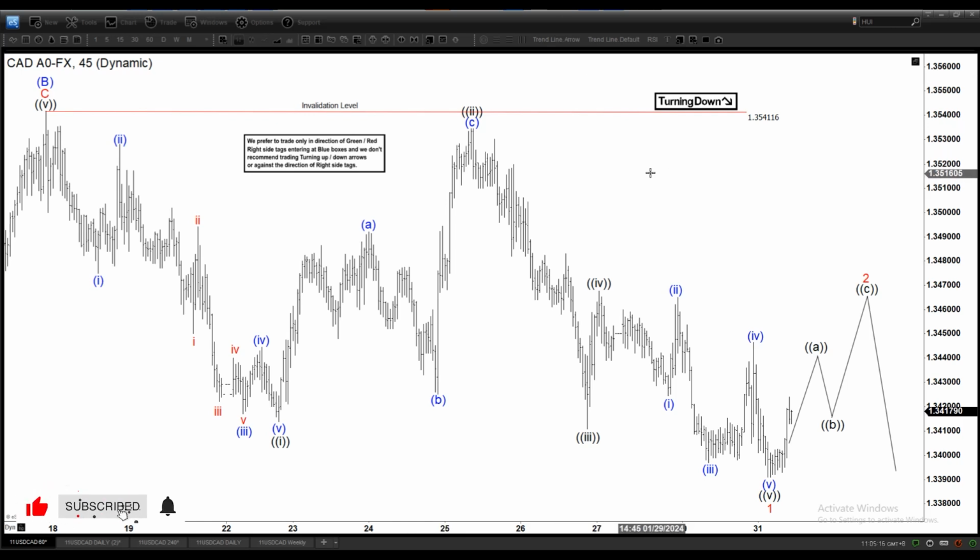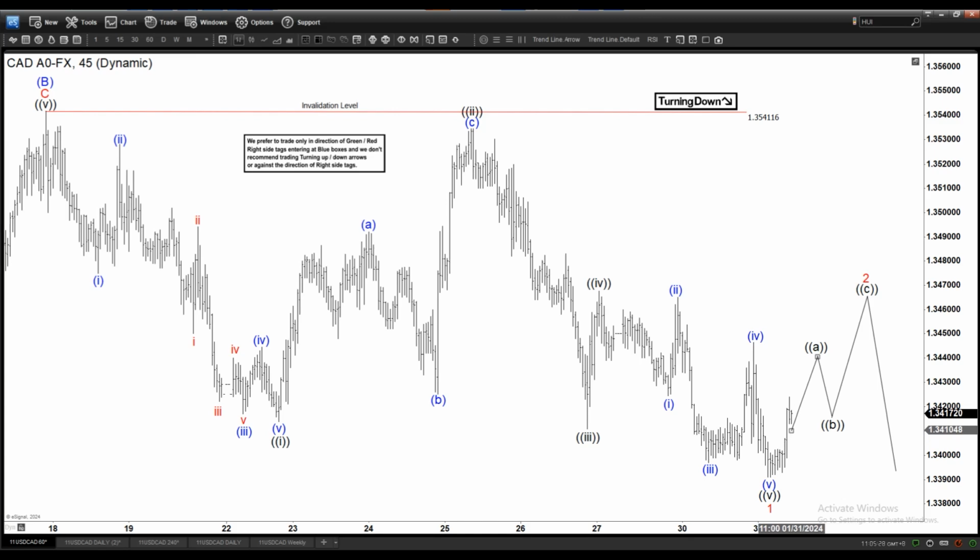Today is January 31st and the chart of the day is the US dollar Canadian dollar. This is a 45 minutes time frame. Basically what we are looking at right now is a rally that is going to be correcting this cycle. This cycle, or this decline, is in the form of a 5 waves diagonal: 1, 2, 3, 4, 5.